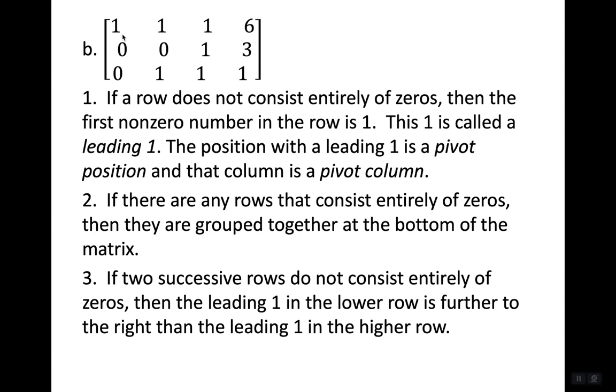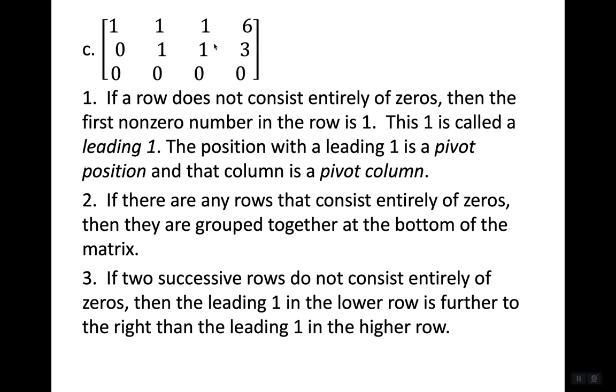How about this one? If a row does not consist entirely of zeros, the first non-zero number in the row is 1. Yeah, we're good there. That's good, and that's good. If there are any rows consisting entirely of zeros, they're grouped together. That's irrelevant. If two successive rows do not consist entirely of zeros, then the leading one in the lower row is further to the right than the leading one in the higher row. Oh, no, that's not what we have here. The leading one in the lower row should be further to the right than the leading one in the higher row. So you'd have to interchange those two rows. So the answer is no.